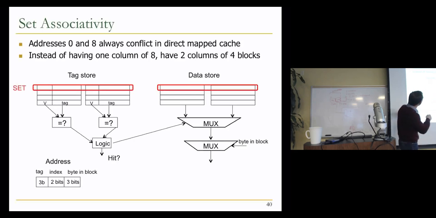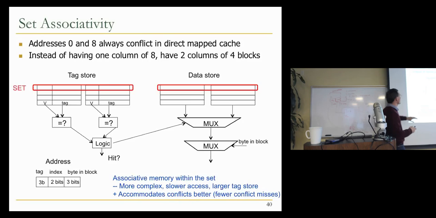When you access block 8, well, you will miss in the cache, but you have another place to place that block. So now 0 can be stored here and 8 can be stored here, and you could keep accessing 0 and 8 and get an almost 100% cache hit rate. Okay? So what is the downside of this? Well, the upside is it accommodates conflicts better. Now you can get fewer conflict misses.